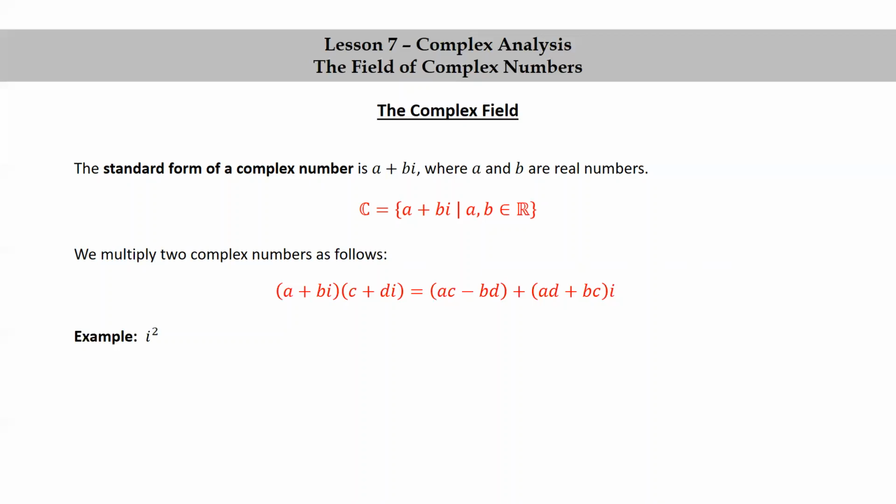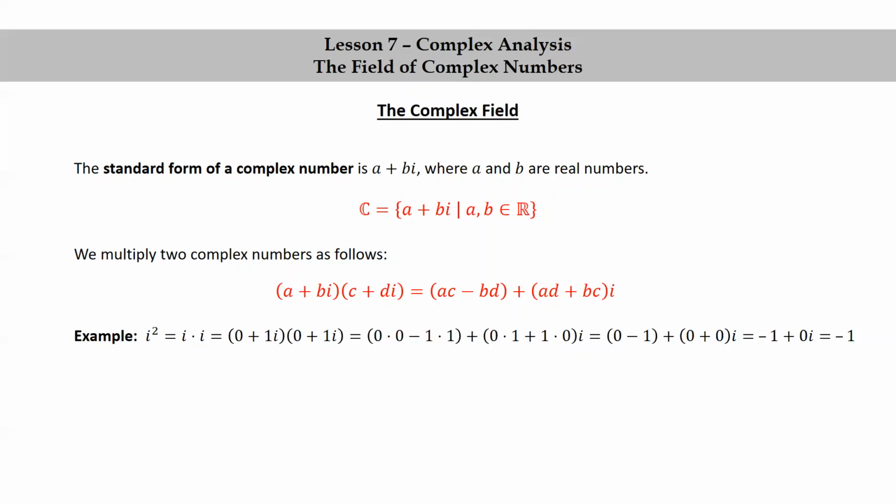i squared is an abbreviation for i times i, which in turn is an abbreviation for (0 + 1i) times (0 + 1i). Using the definition that I just gave you, we get (0 times 0 minus 1 times 1) plus (0 times 1 plus 1 times 0) times i. Simplifying a bit, we get 0 minus 1 plus 0 plus 0i, or negative 1 plus 0i, which we could abbreviate simply as negative 1. So we see that i squared is equal to negative 1 using this definition of multiplication.